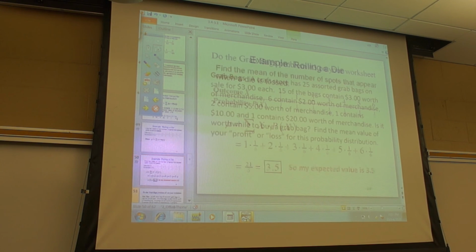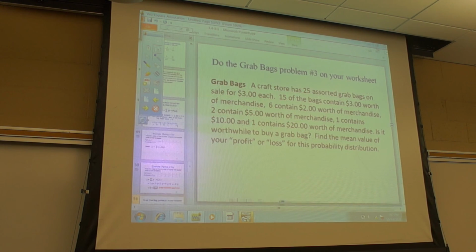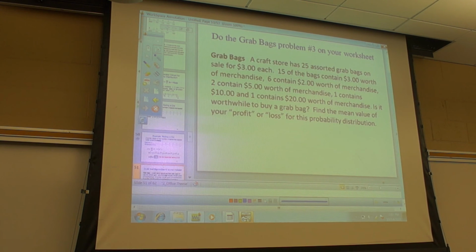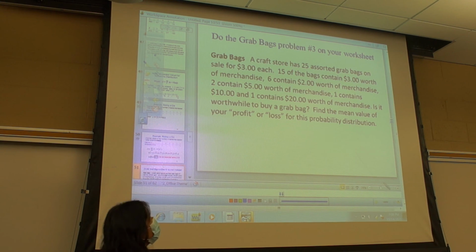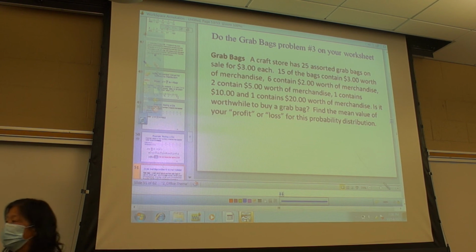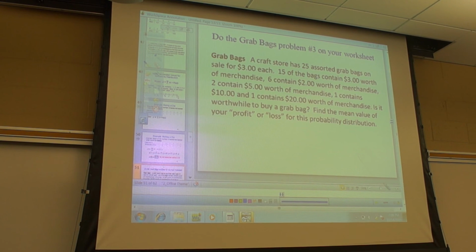You folks need to do the graph problems, problem number 3 on your worksheet. Here's the deal. Who can read? Isla, read to me. Graph facts. A craft store has 25 assorted graph bags on sale for $3 each. 15 of the bags contain $3 worth of merchandise. 6 contain $2 worth of merchandise. 2 contain $5 worth of merchandise. 1 contains $10 and 1 contains $20 worth of merchandise. Is it worthwhile to buy a grab bag? Find the mean value of your profit or loss for this probability distribution.